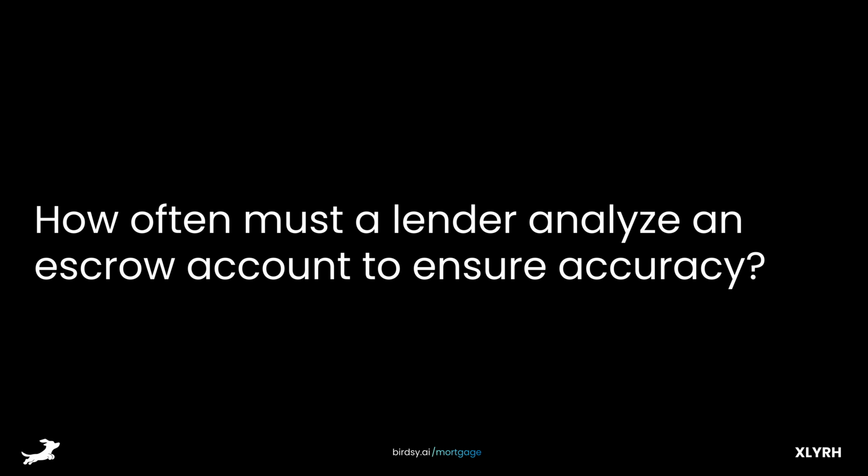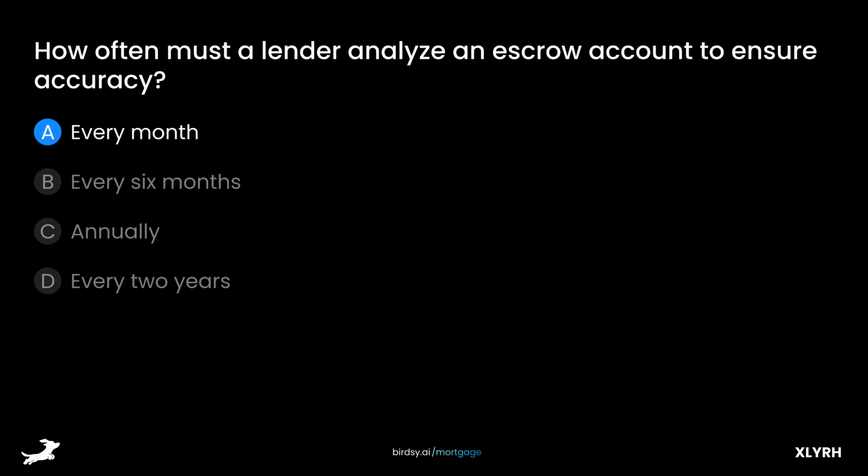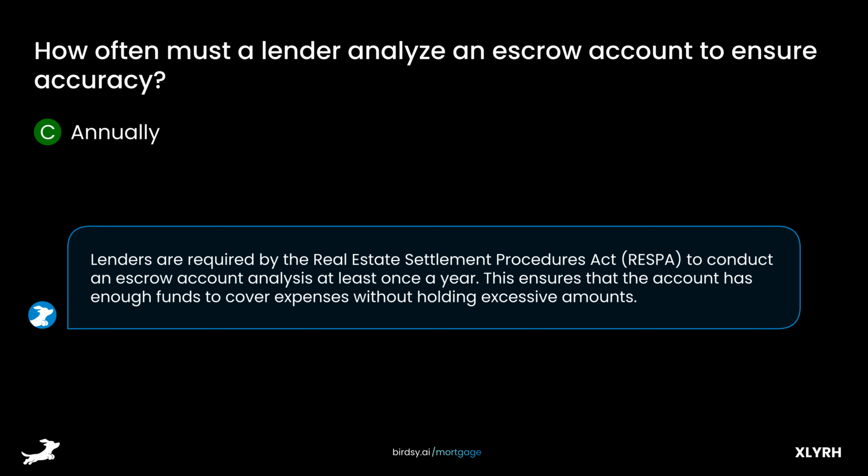How often must a lender analyze an escrow account to ensure accuracy? Is it A, every month, B, every 6 months, C, annually, or D, every 2 years? The answer is C, annually. Lenders are required by the Real Estate Settlement Procedures Act to conduct an escrow account analysis at least once a year. This ensures that the account has enough funds to cover expenses without holding excessive amounts.